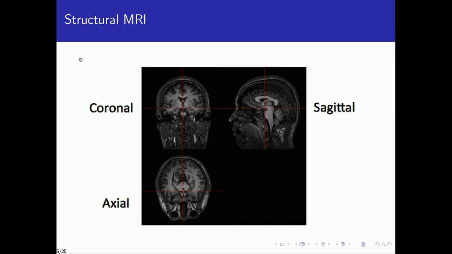And we can look at our brain a couple different ways. I love axial slices, which are this way, but we can also do coronal, that's slicing the brain this way, or sagittal. We can look at the brain from different angles.